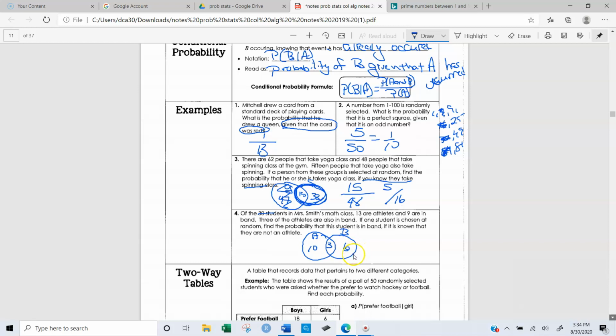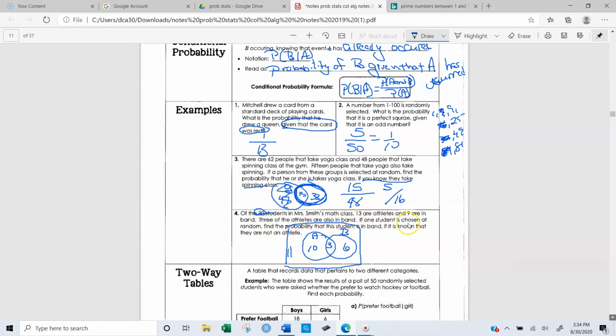So here we go so far. We got our Venn diagram to this point. Now, if one student is chosen at random, oh, I got people outside here. I got 30 total students, right? So in the class itself, I have some that aren't athletes or in band. So if I look here, I got 19 students here. So 30 minus 19 would be I have 11 of them that are neither.